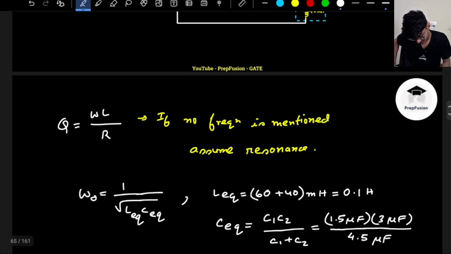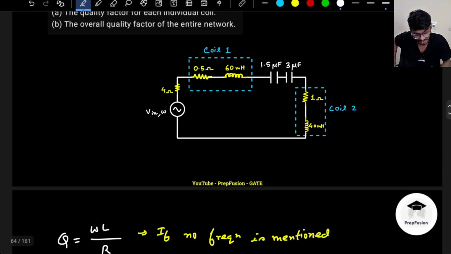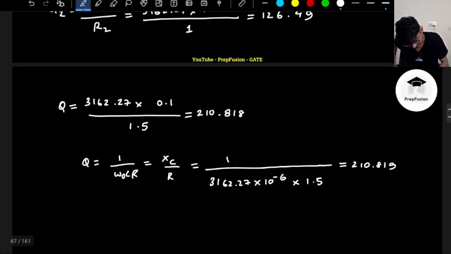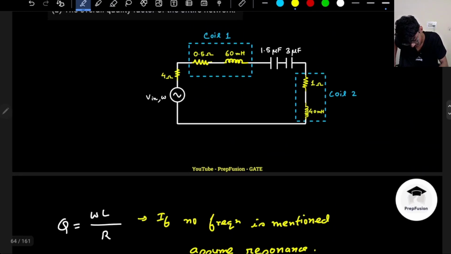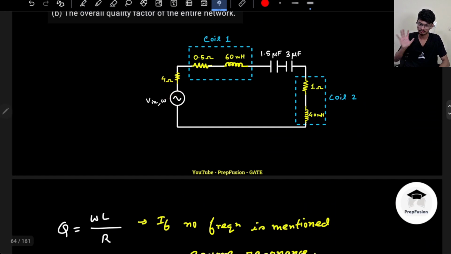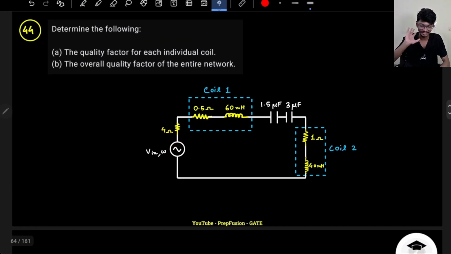But I think we have made a mistake. What kind of mistake have we made? So this is wrong basically. We have ignored this resistor, right? We ignored this value. This resistor value also we have to take. We have to talk about the overall quality factor of the entire network. They are not asking including the coils. So of course I have to add in this extra 4 ohm resistor.